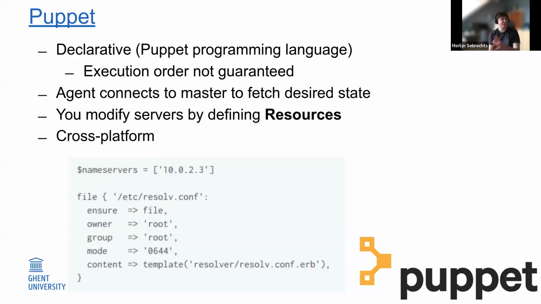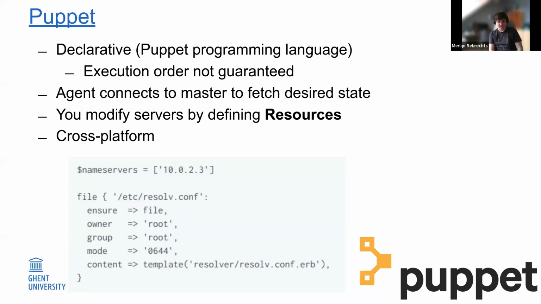Then I also want to talk a little bit about Puppet. Puppet is an alternative to Chef and Ansible. It's a 100% declarative alternative. You use the Puppet programming language in order to describe the desired state of your infrastructure. However, very similar to Terraform, declarative means that the order of execution is not guaranteed.